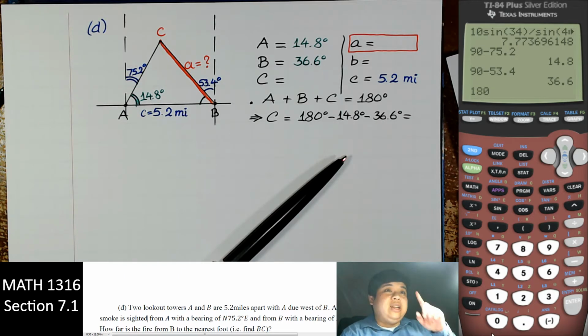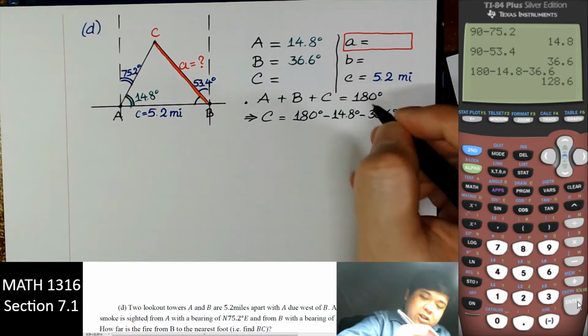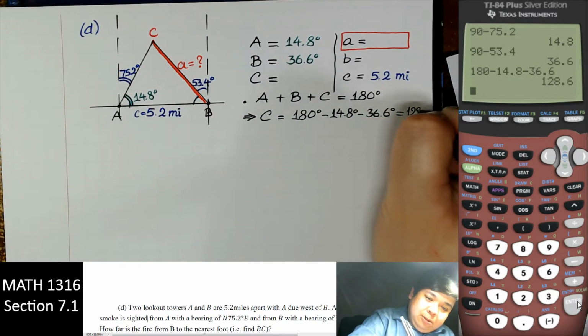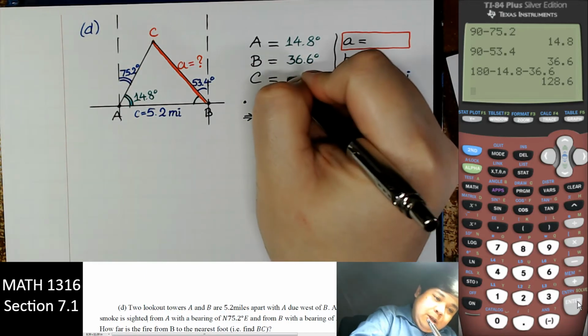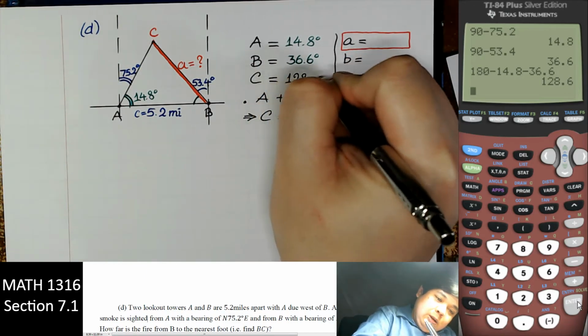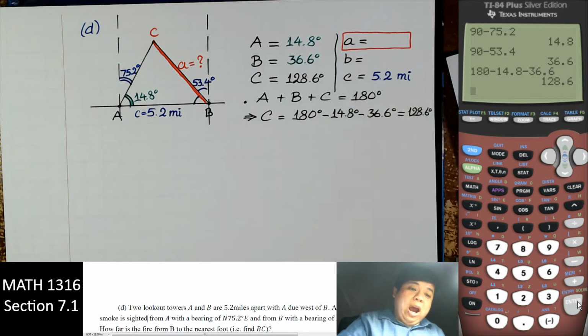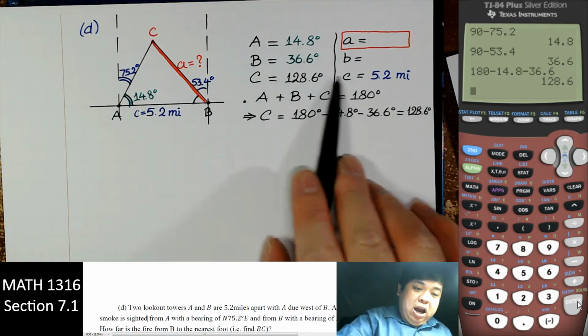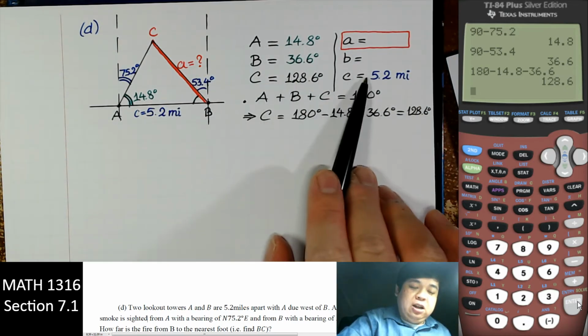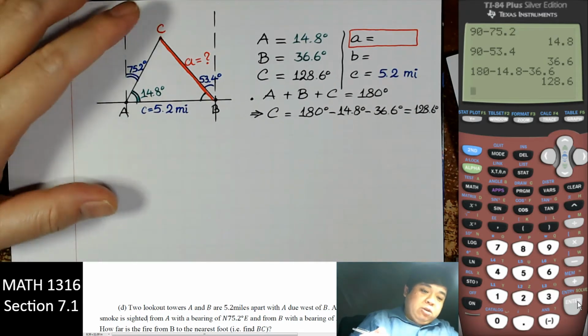Now the nice thing about this calculator is that when I subtract, I just go up, highlight the number, hit enter, and then subtract, highlight the number, hit enter, and just copy and paste down, and then we have 128.6 degrees. Now we have all angles. More importantly, a pair of opposite side and angle here. That is the law of sines.